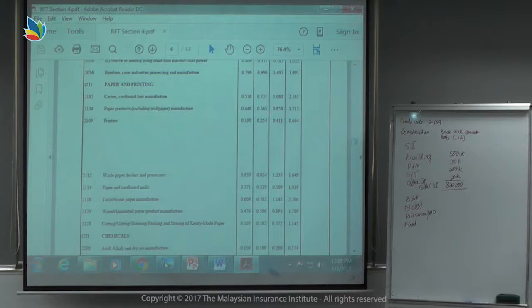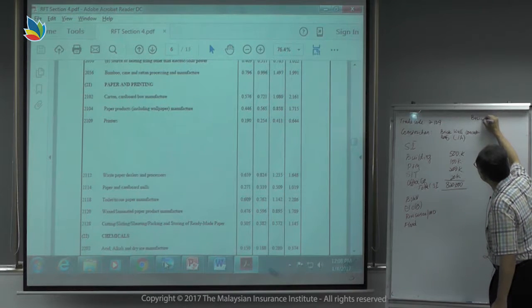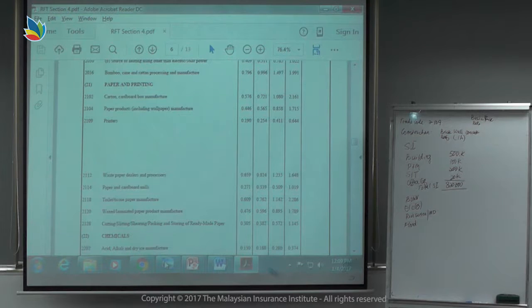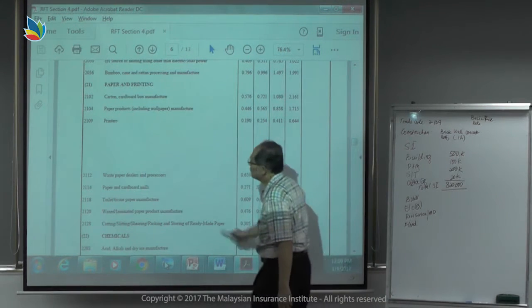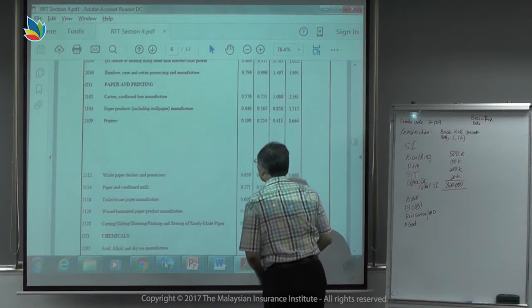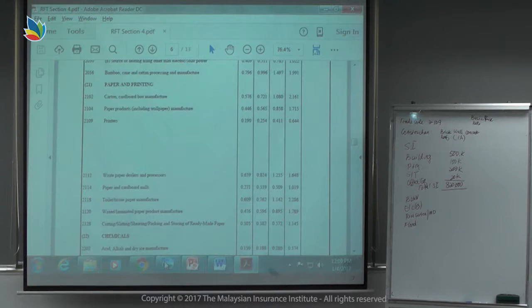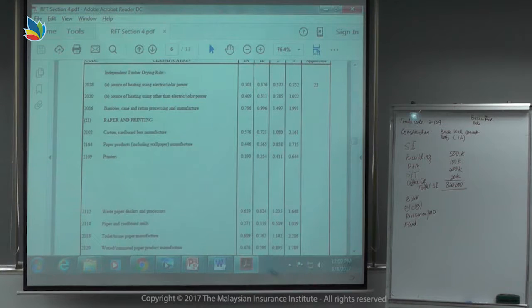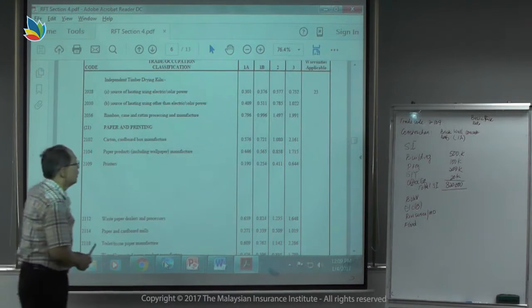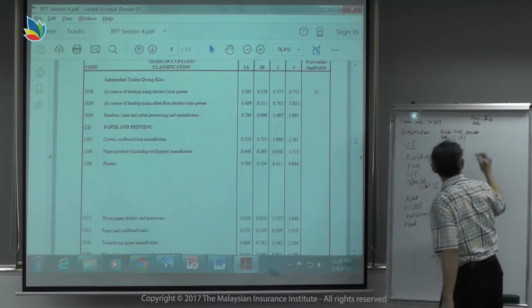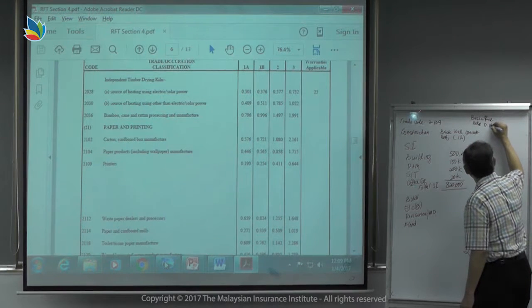Okay, based on this example and this tariff, what is the basic rate? Basic fire rate. We use printers, right? Construction 1A. Okay. So the basic rate is 0.190.